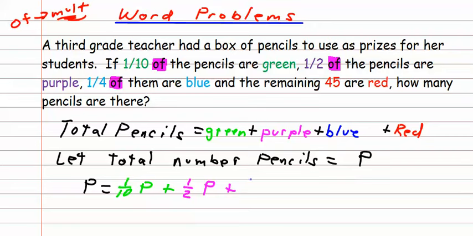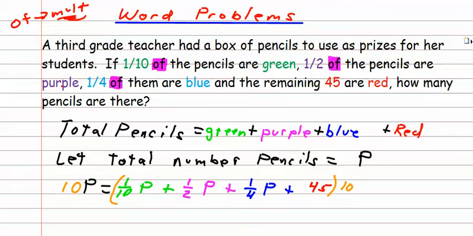1/4 of them are blue. We take 1/4 times the number of pencils gives us the number of blue pencils. And we know that there's 45 red ones. And now we're done. We have ourselves an equation that we can solve. Just to refresh your memory, when we solve this equation, we're going to multiply both sides by 10, and we would distribute. Okay, that's our first problem.